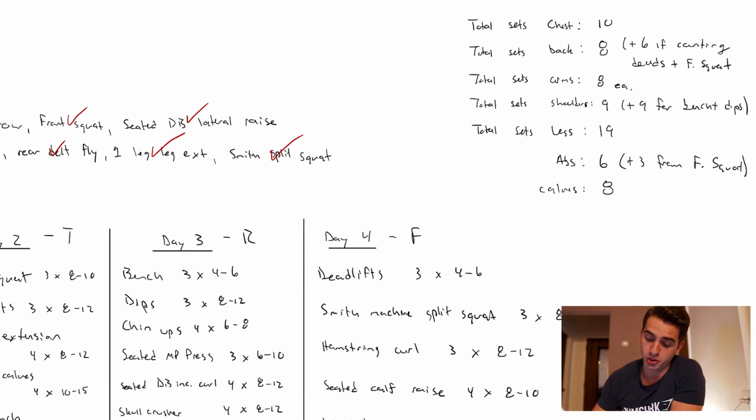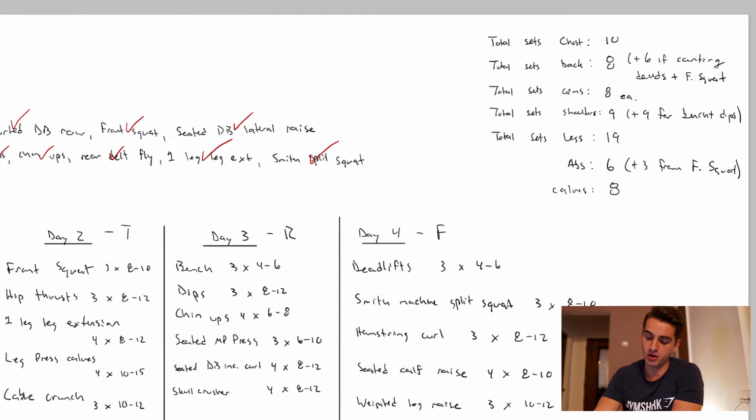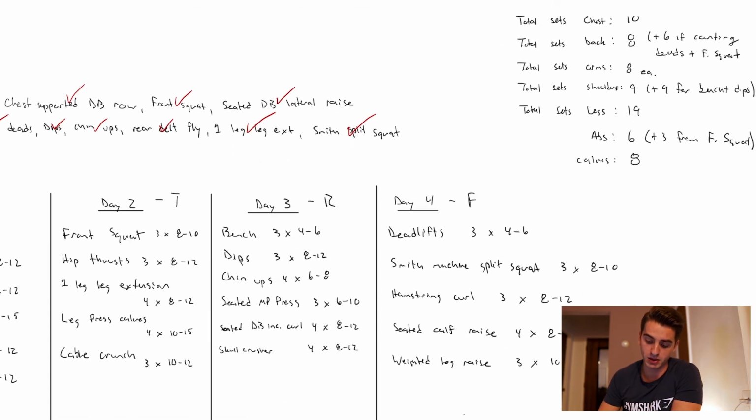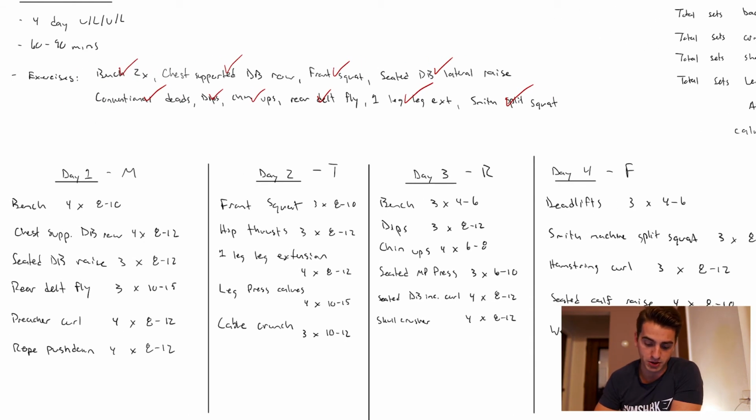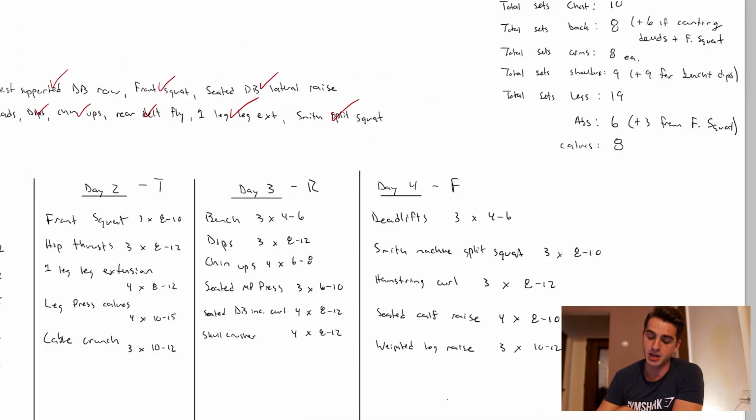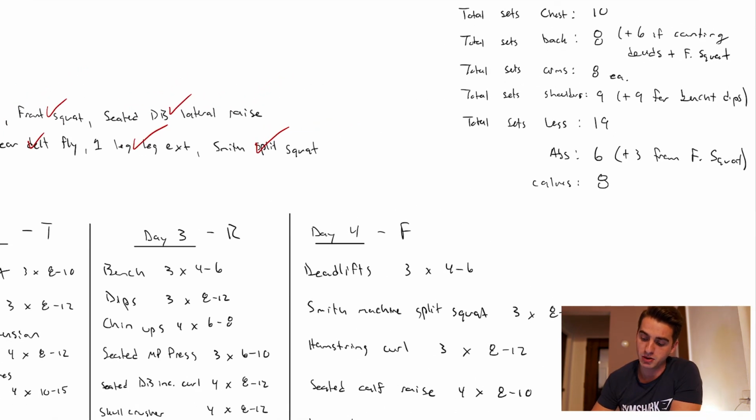We then have shoulders, and this one was interesting because I have 9 sets of shoulders. So I have a movement for each of them. I'm doing overhead press, seated military press, which is basically front delts and a little bit of side delts. And then I have rear delt fly and seated dumbbell raise. So I'm hitting all 3 of those heads. But I also note here that's plus 9 sets for bench plus dips. So you're going to be hitting your front delts in both of those.